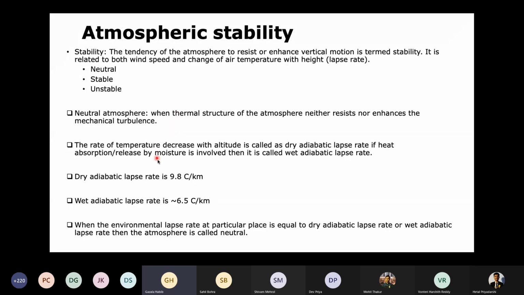So this is written here already. The temperature lapse rate in the atmosphere when there is no moisture is about 10 degrees centigrade per kilometer, but when there is moisture in the atmosphere, then this lapse rate will reduce to 6.5 degrees centigrade per kilometer. Okay, what is the reason for that? Why is the wet adiabatic lapse rate lower than the dry adiabatic lapse rate?